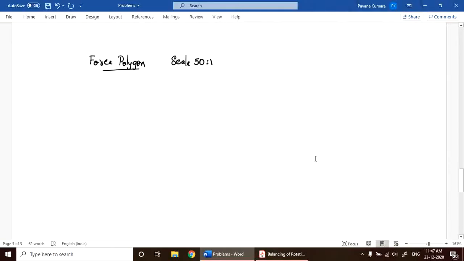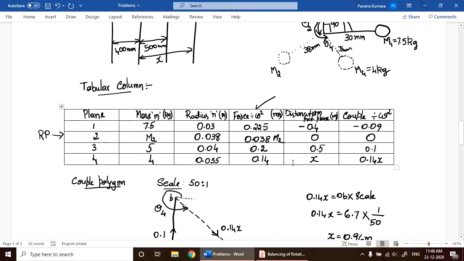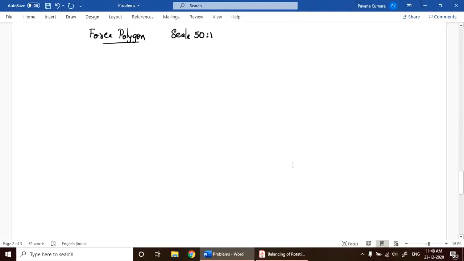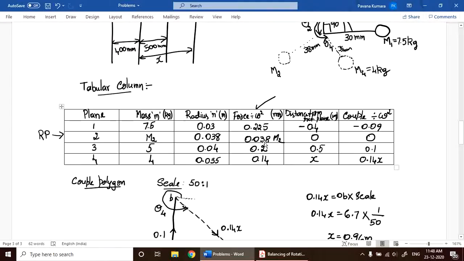I'll draw the diagram on the next page. We need a larger space to draw this. So first, 0.225 is the length given in the positive direction, multiplied with the scale. So this is 0.225, OA, the line for the first polygon. What about the second one? Second plane, again we don't know the angle. Theta 2 we could not calculate till now. So we will leave that as it is.